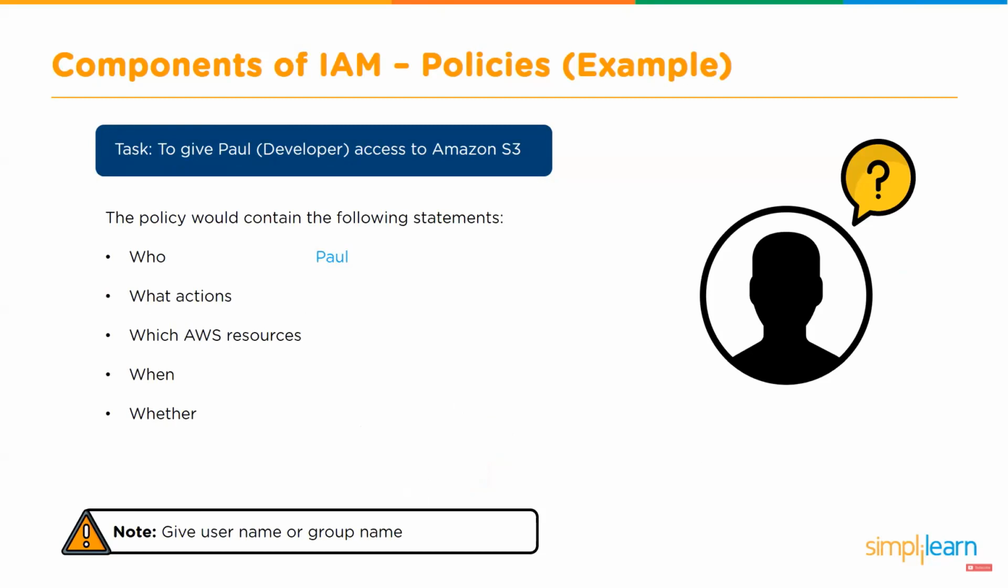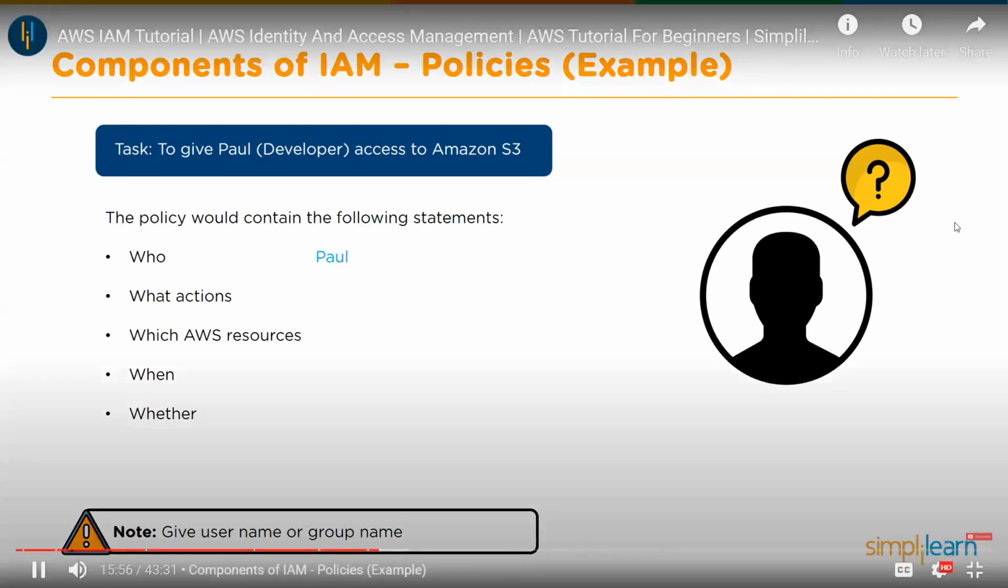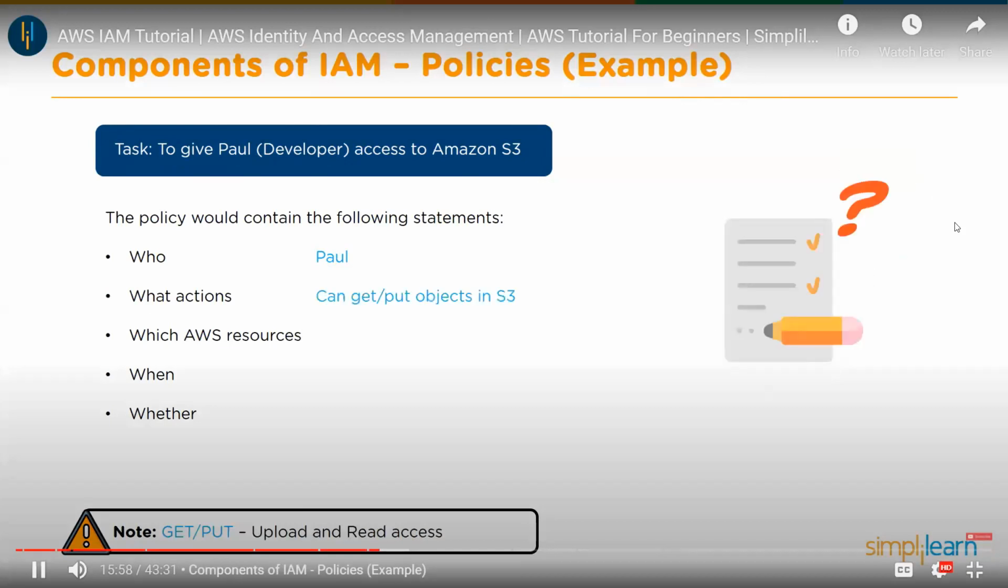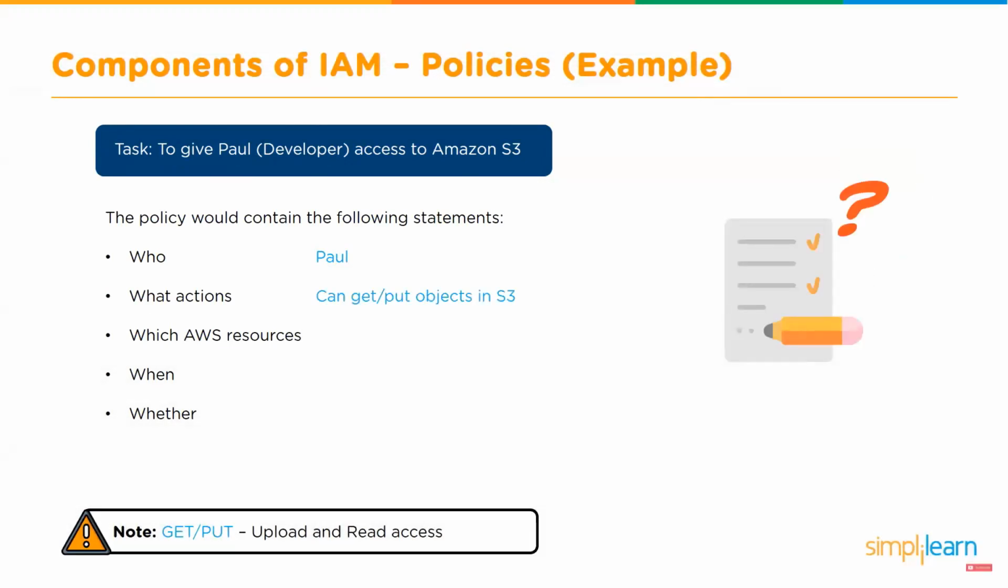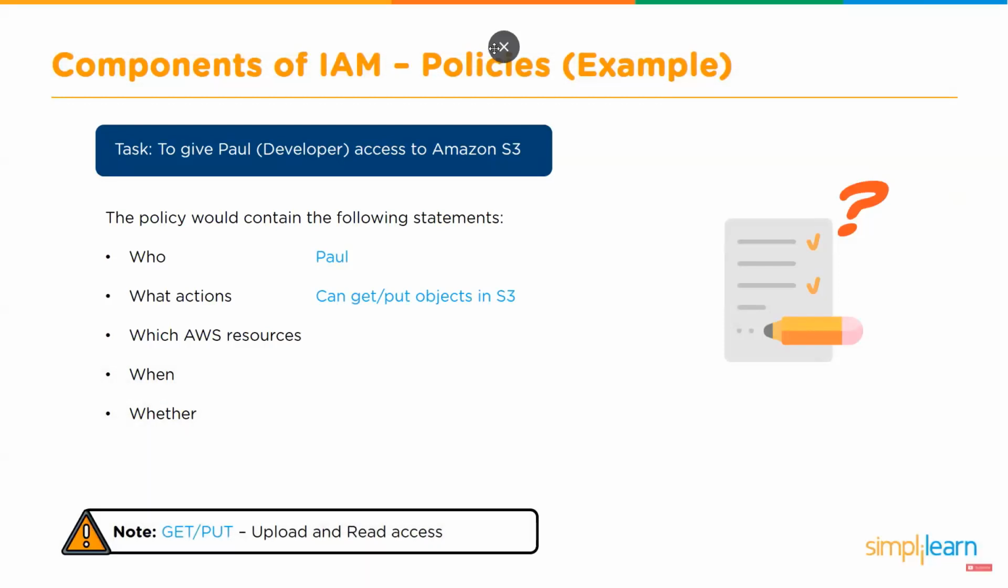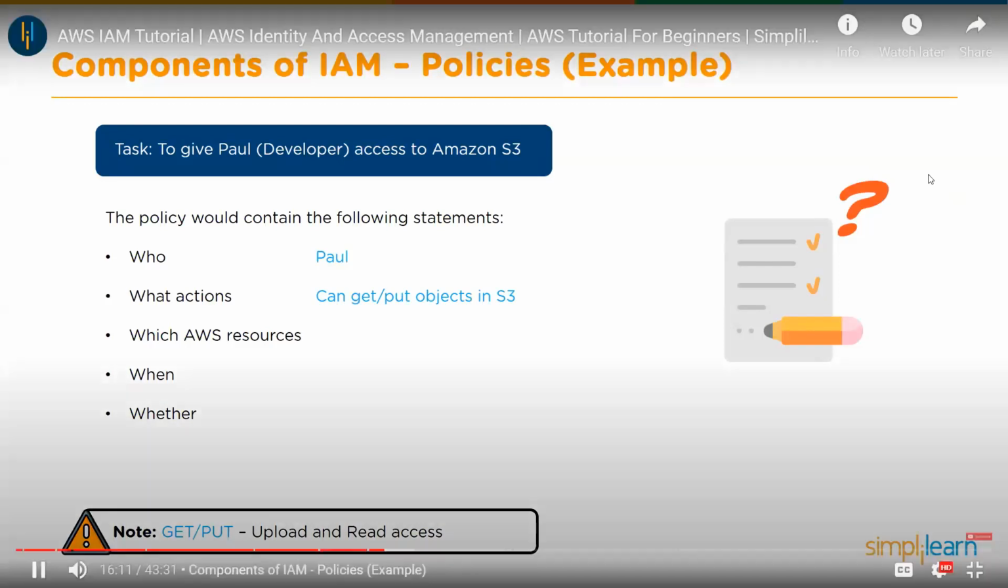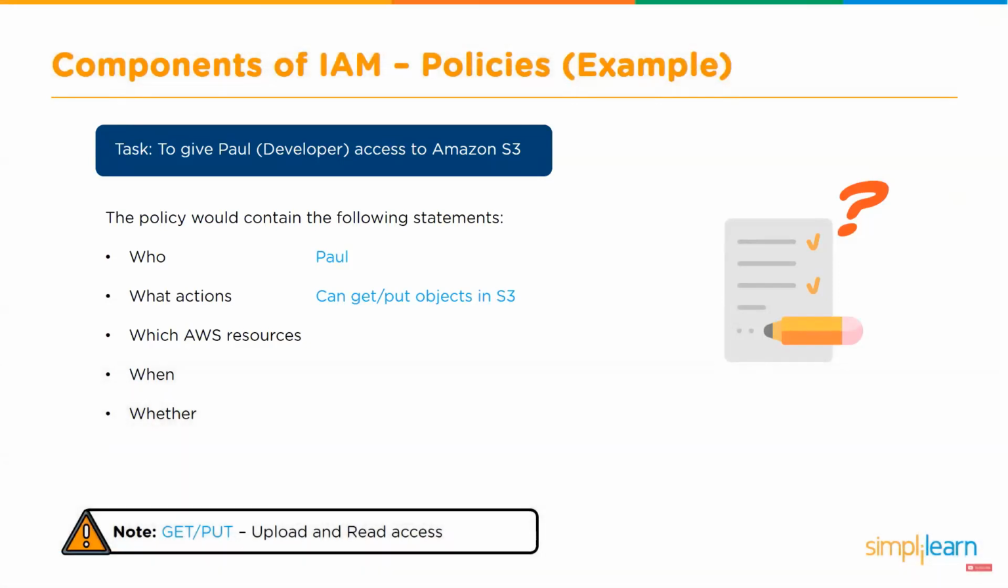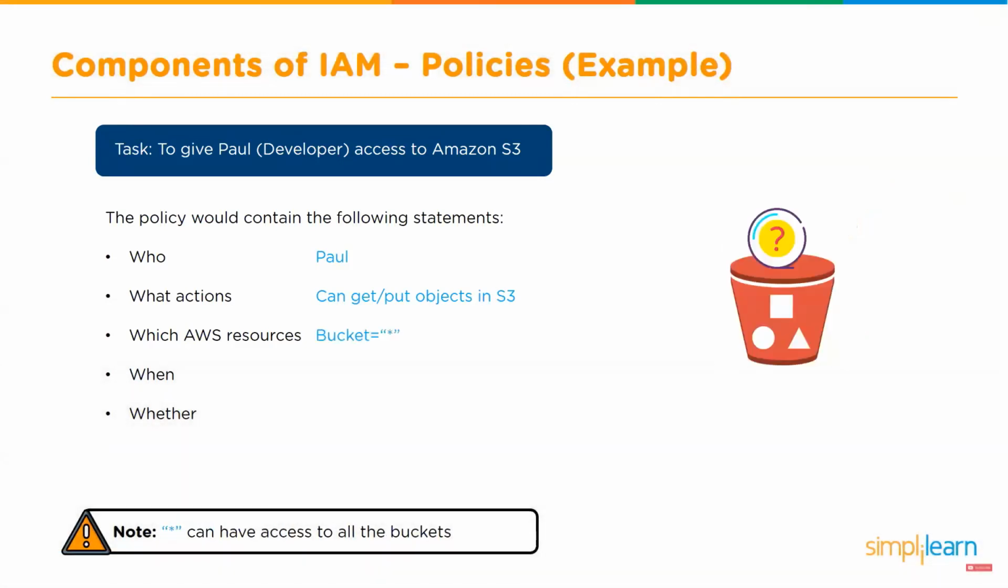So who wants access to the service? It's Paul who wants access to the service. And what action does Paul want? Paul wants to download, or upload, objects in S3. In JSON language, Paul wants to get information, Paul wants to put information. Otherwise, Paul wants to get object, Paul wants to put object in S3. And which resource does he want? In this case, every bucket. The star symbol represents all buckets in S3.